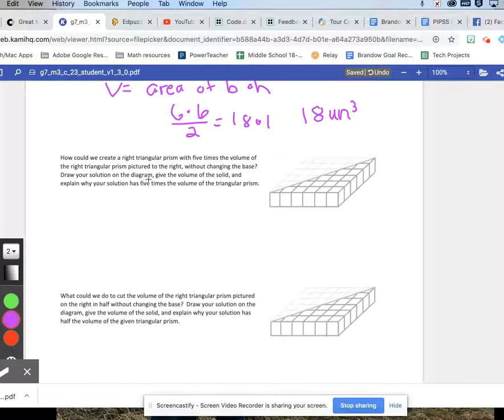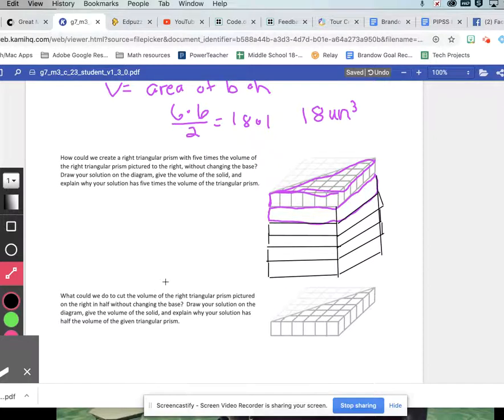Okay. How could we create a right triangular prism with 5 times the volume of the right triangular prism pictured at the right? So this guy is just 1 unit high, and we want to find a right triangular prism that is 5 times that. And we don't want to change the shape of this base. We still want it to look like this, the same triangle. Okay. Draw your solution on the diagram, give the volume of the solid, and explain why your solution has 5 times the volume of the triangular prism.